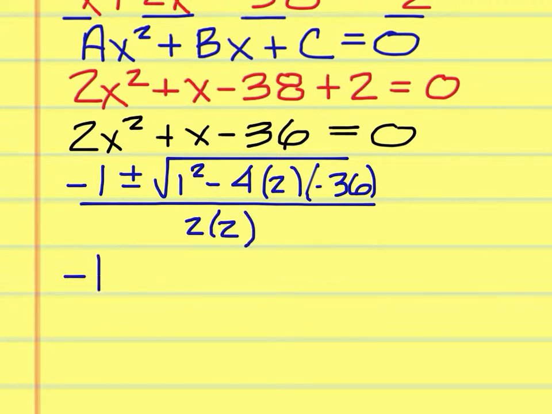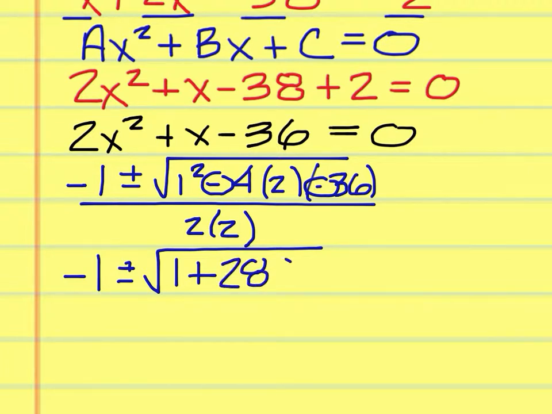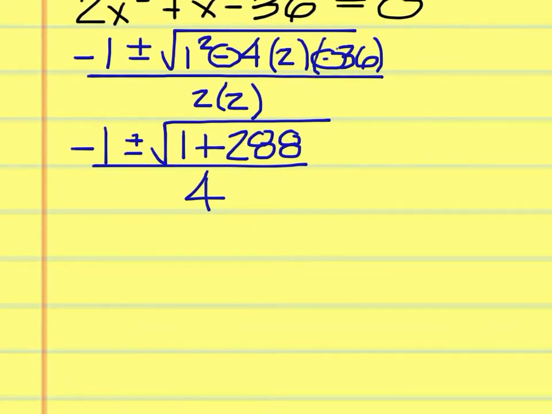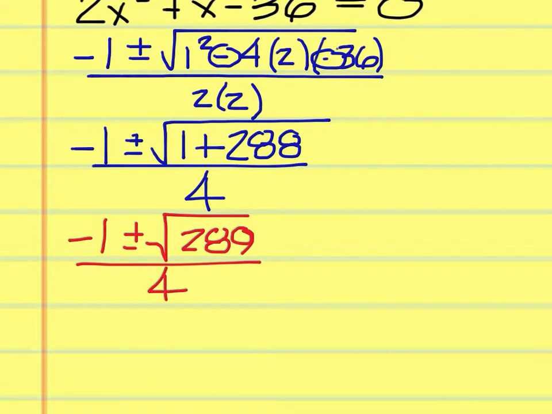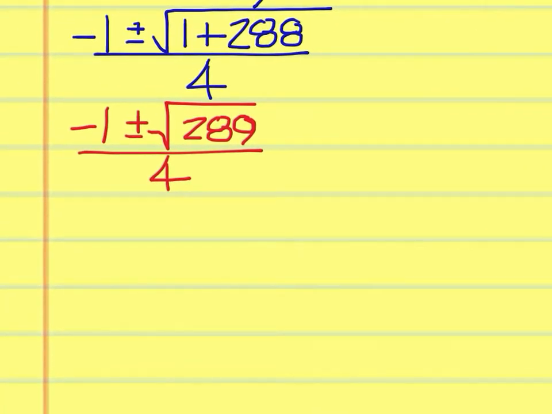Simplify under the square root sign to have 1, and you have a double negative here, so it would be plus 4 times 2 times 36. 4 times 2 times 36 is 288. On the bottom you have a 4. Simplify even further to get a 289 under the square root sign. 289 is a perfect square. Its square root is 17.